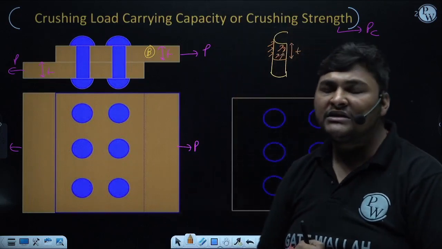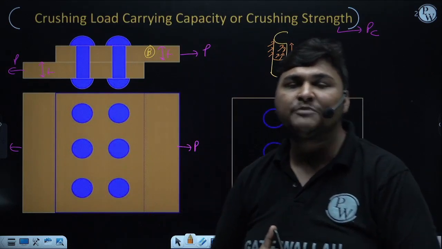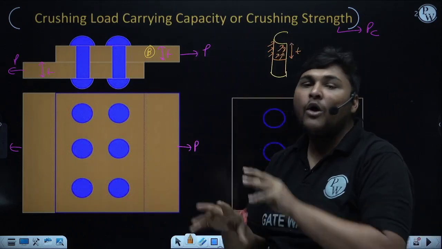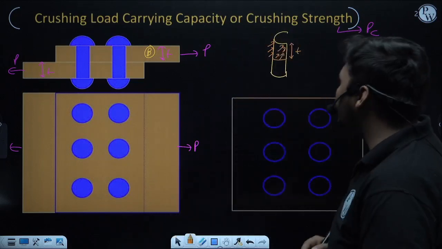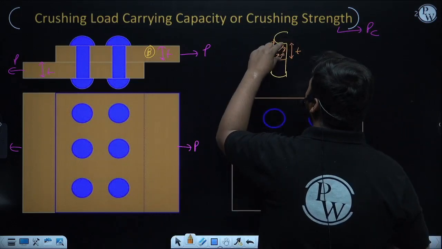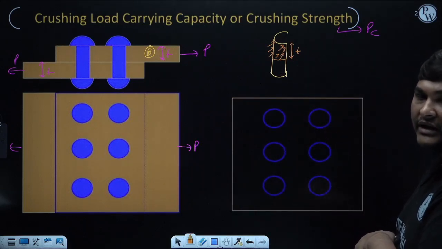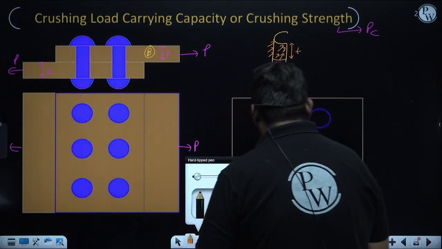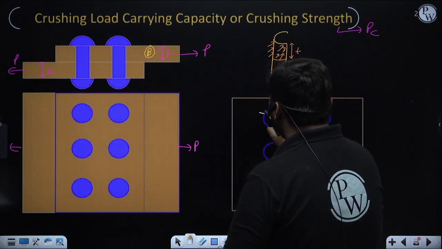Okay, and if this crushing stress crosses a permissible value, which is known as permissible crushing stress, crushing of the rivet will occur. And if crushing of all the rivets is occurring, it means our system will fail. So to avoid crushing failure, we need to ensure the crushing stress which is coming in this plane should be less than the permissible crushing stress. For that, first we need to understand how to calculate crushing stress. Crushing stress will come in the half portion of the rivet.